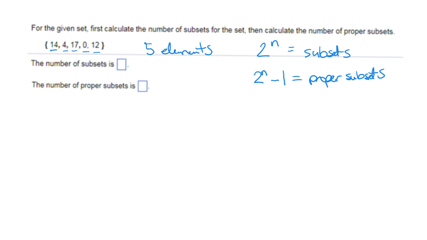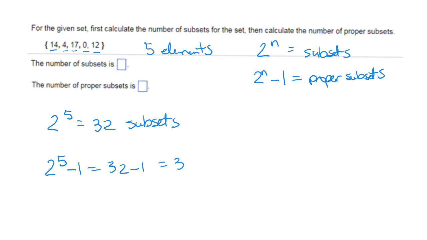All right, so since we have 5 elements, again, this is 2 to the 5th power, or 32 subsets. And 2 to the 5th power minus 1 is going to give us 31 proper subsets. Those final answers here would be 32 and 31.